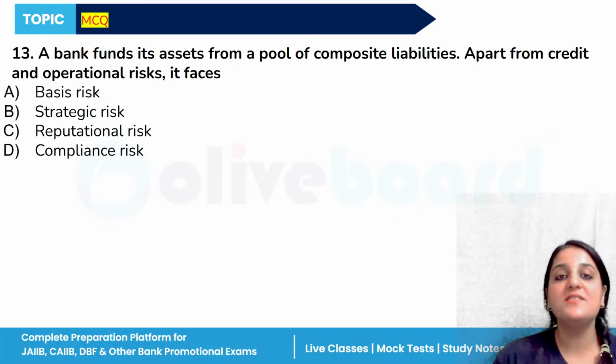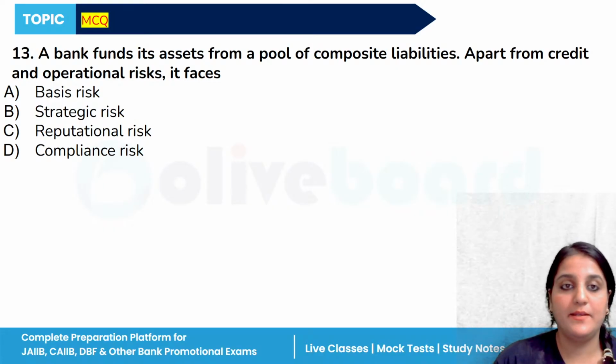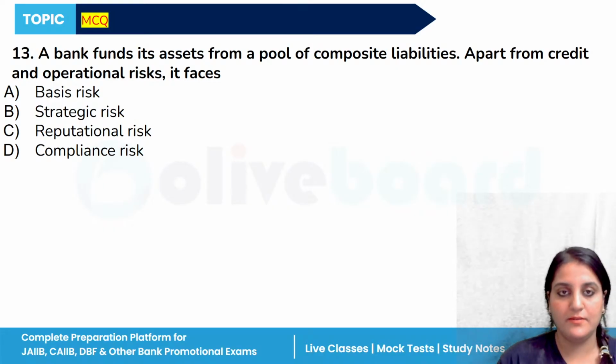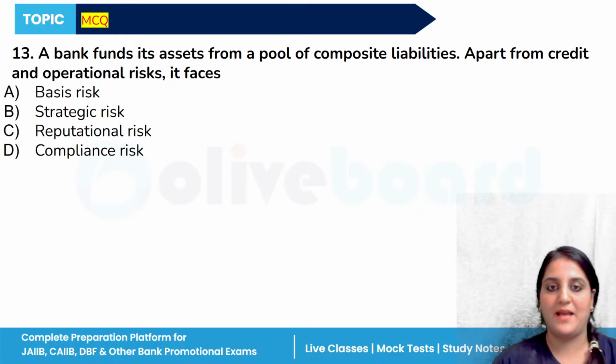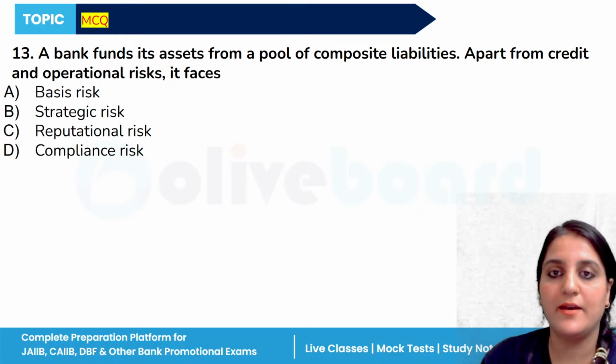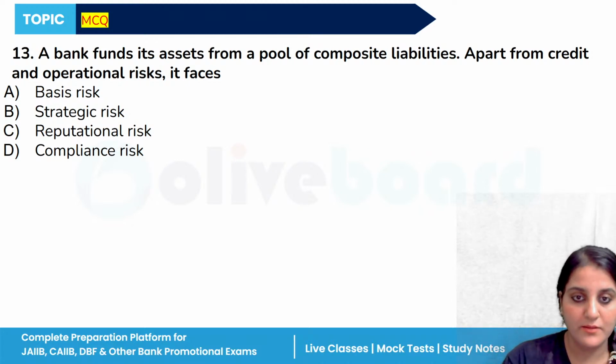A bank funds its assets from a pool of composite liabilities. Apart from credit and operational risk, it faces basis risk, strategic risk, reputational risk, or compliance risk. First one is here. Just read the question and then read the options.